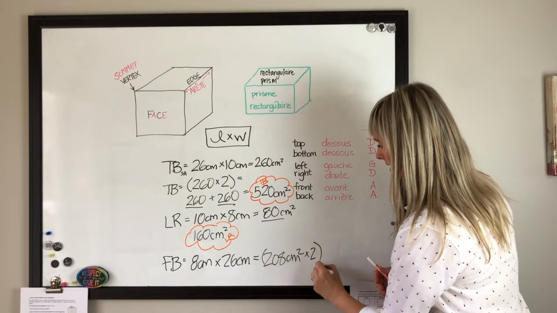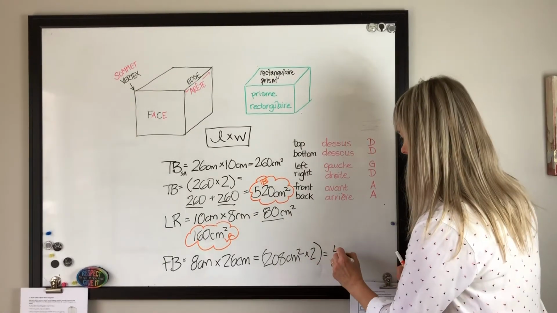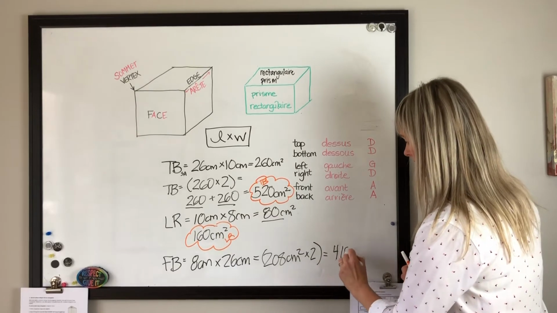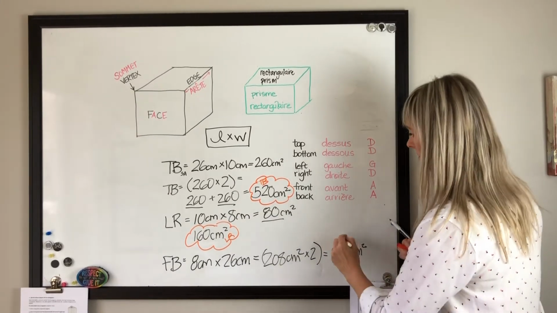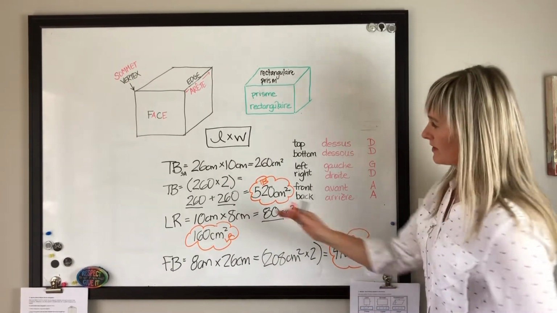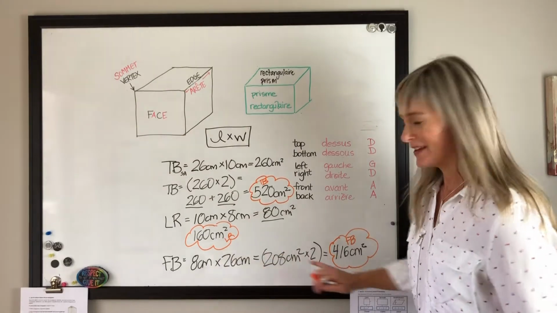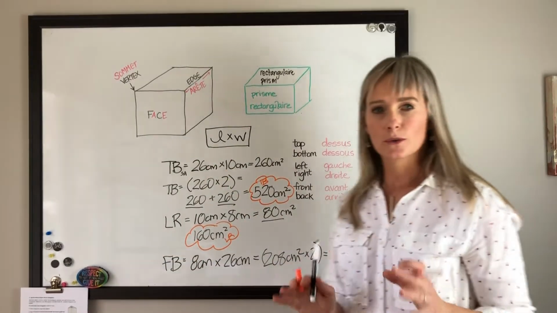So I'm gonna multiply this guy by 2 this time. And what would we get? Well, 2 200s is gonna be 400, and 2 8s is 16 centimeters squared. All right, and what was that? That was the front and the back. So we've got top, bottom, left, right, front, back. You add them all together and you'll have your total surface area.